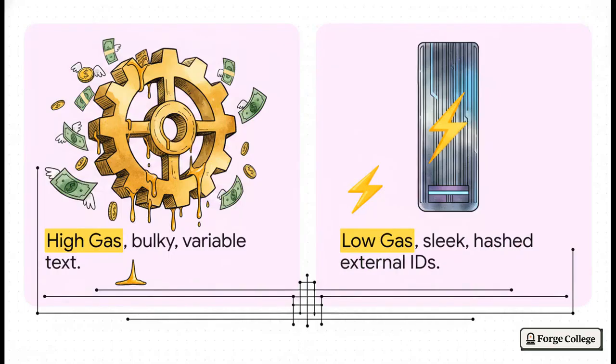Now check this out. Using a dynamic string on-chain is literally like building a basic, everyday gear out of solid gold. Sure, it works, but it's incredibly heavy, and it costs an absolute fortune in gas fees. On the flip side, bytes32 is a highly efficient, fixed-size barcode. If you need an identifier, just hash it into bytes32. It's sleek, it's cheap, and it's perfectly optimized for lookup keys.